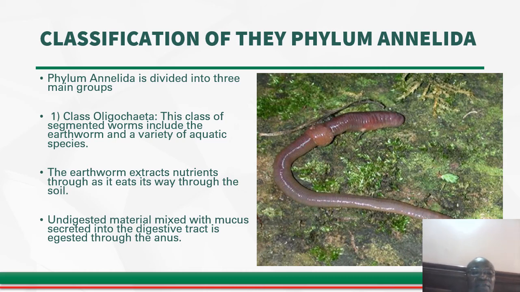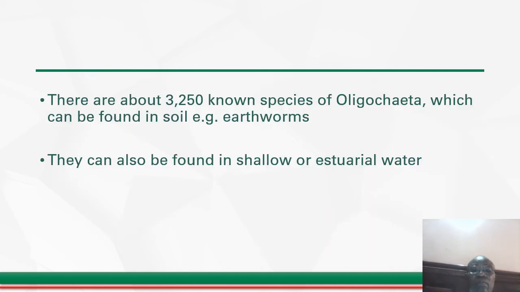Then they have undigested materials mixed with mucus that are secreted into the digestive tract and passed out through the anus of the earthworm. There are about 3,250 known species of Oligochaeta, which can be found in soil. An example is the earthworm. They can also be found in shallow or estuarial water, where the sea and the fresh water meet, the brackish water. You can find them there.